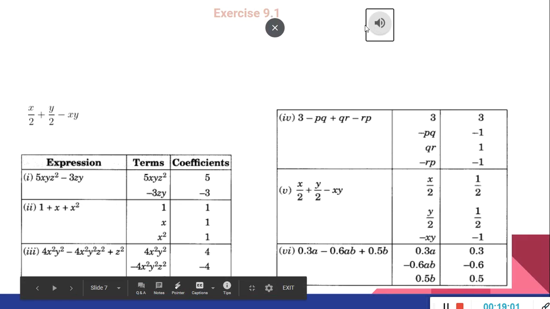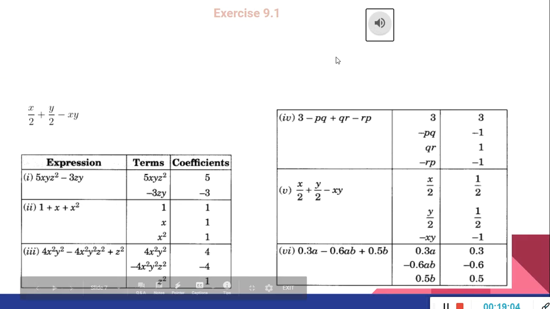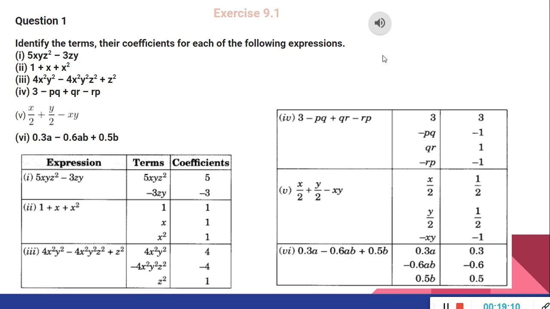So let's start our first exercise, that is exercise 9.1. First question is, identify the terms and their coefficients for each of the following expressions. Question number 1, 5xyz square minus 3zy. What are the terms? The terms are 5xyz square and minus 3zy. Then what are the coefficients?